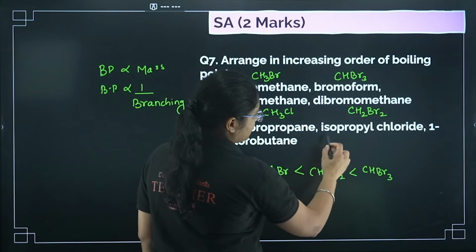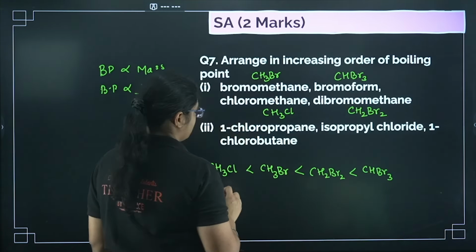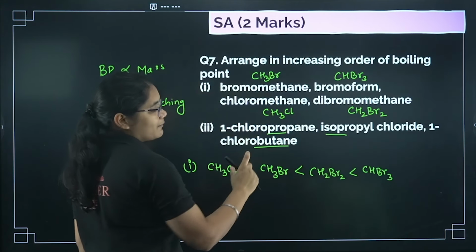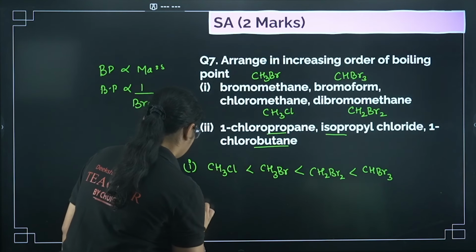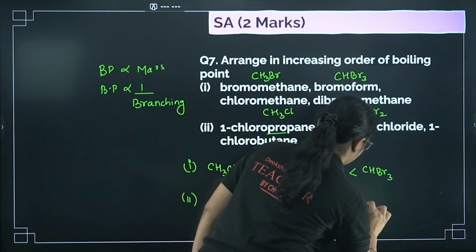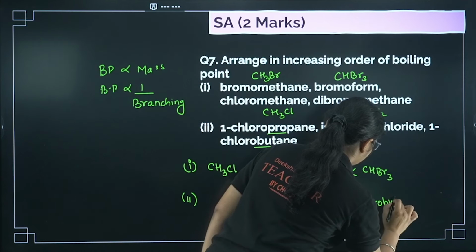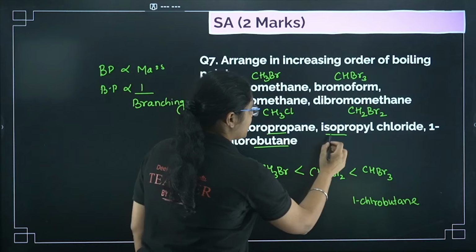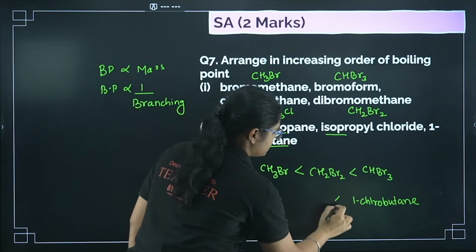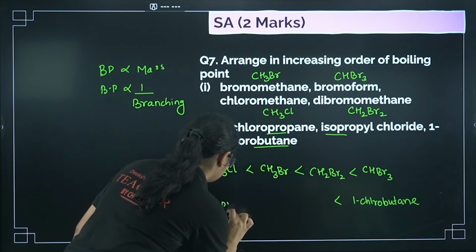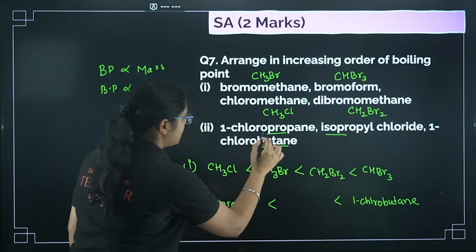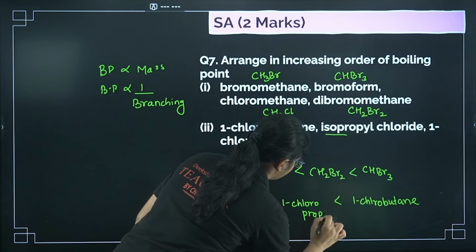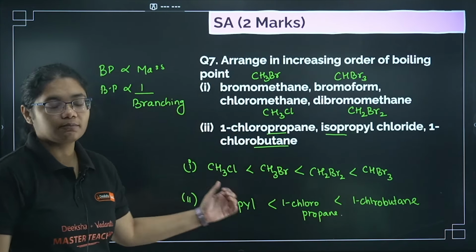Next, we have 1-chloropropane, isopropyl chloride, and 1-chlorobutane. In butane the number of carbons is more, so its mass will be more. So definitely 1-chlorobutane will be the one with the highest boiling point because of its mass. Why is mass more? Because we have more carbons there. Next, isopropyl is a branched chain, and this is a straight chain, so isopropyl will be the least one. I'm just writing it like this: isopropyl will be the least one, and then 1-chloropropane. Clear? So this will be the order of the boiling point.